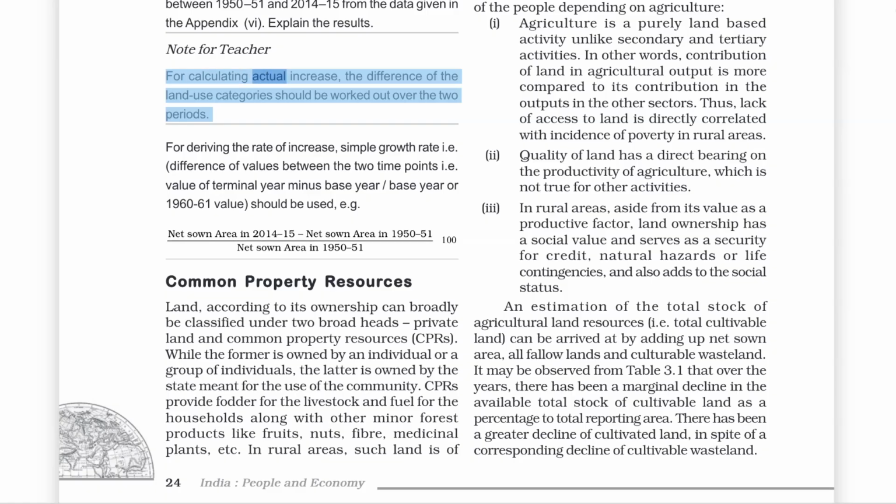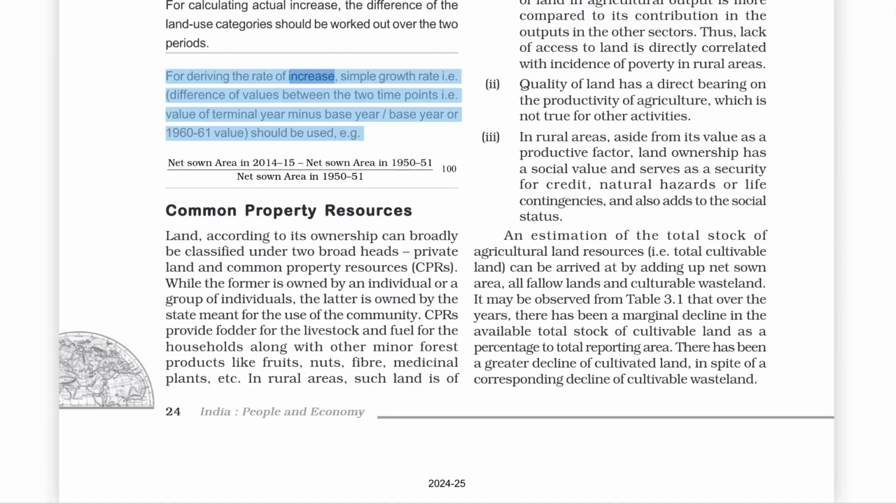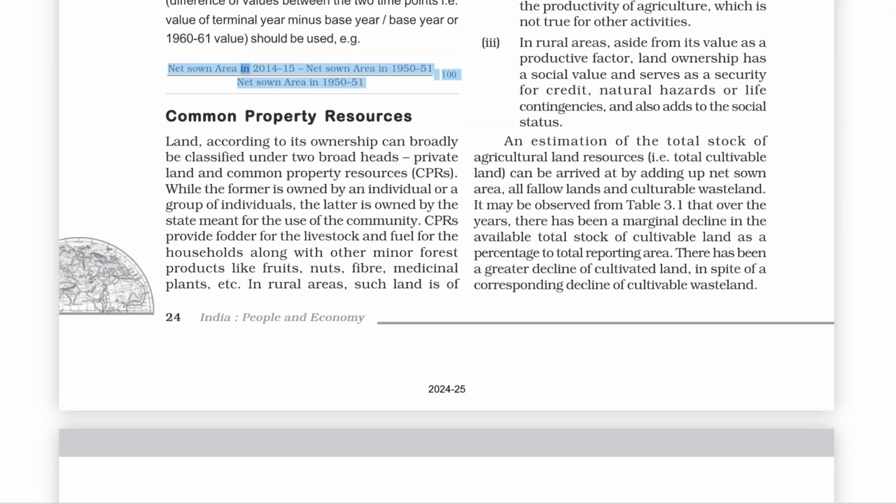Note for teacher. For calculating actual increase, the difference of the land use categories should be worked out over the 2 periods. For deriving the rate of increase, simple growth rate, i.e., difference of values between the 2 time points, i.e. value of terminal year minus base year divided by base year value, should be used, e.g. net sown area in 2014-15 minus net sown area in 1950-51, divided by net sown area in 1950-51, times 100.